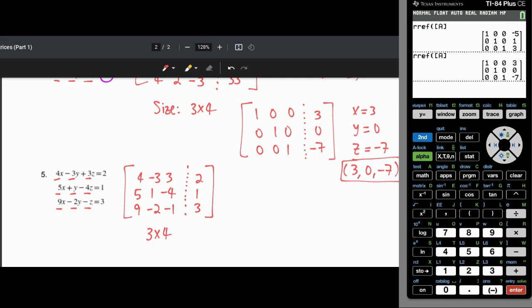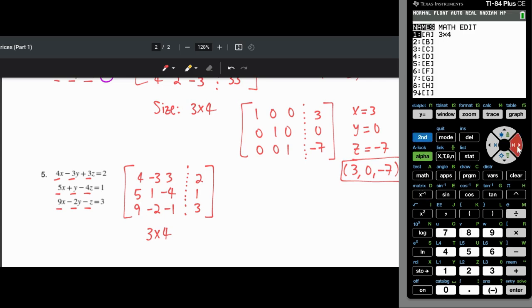All right, so I'm going to go back to my matrix A. So second, x to the negative 1 to get to the matrix menu. You're going to go to edit. I'm going to hit enter. It's still a 3 by 4. And then I'm going to type my new values in here. So we've got 4, negative 3, positive 3, 2. And then I have 5, and 1, and 4. Oops, actually negative 4. And 1. And then the third row to represent the third equation is 9, negative 2, negative 1, and 3.